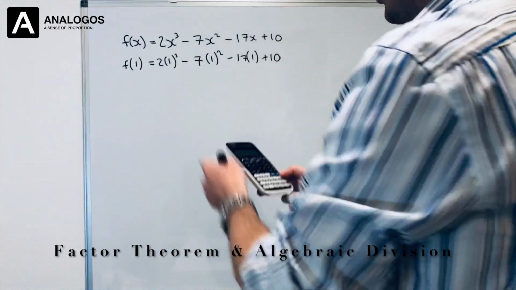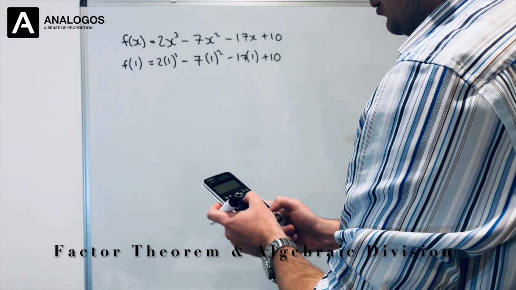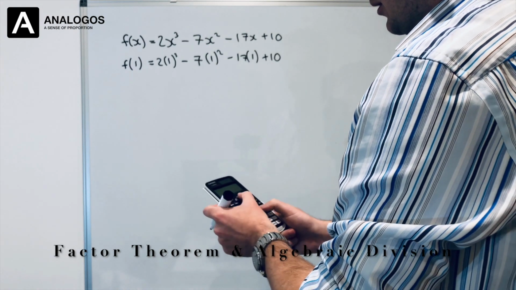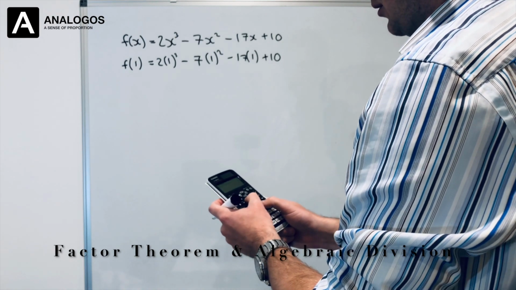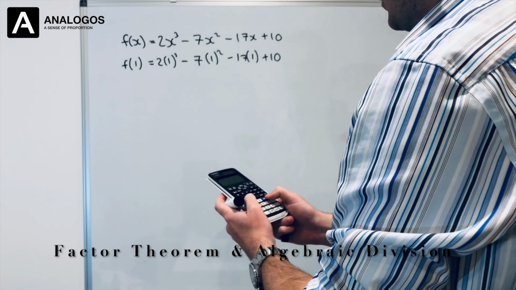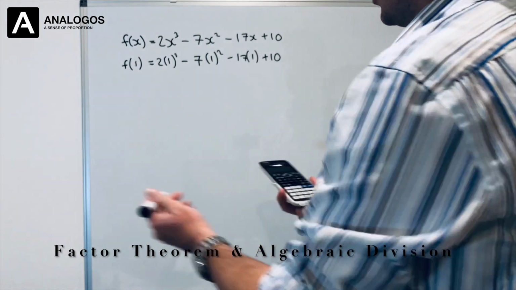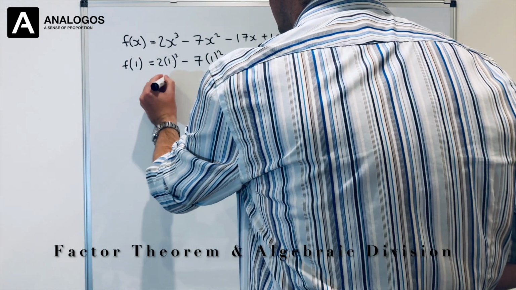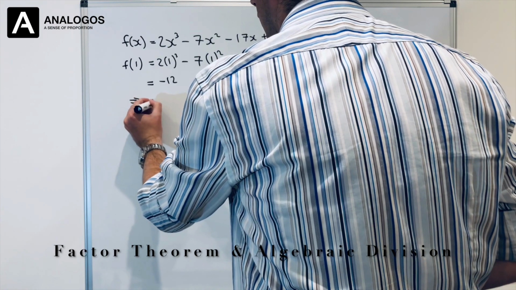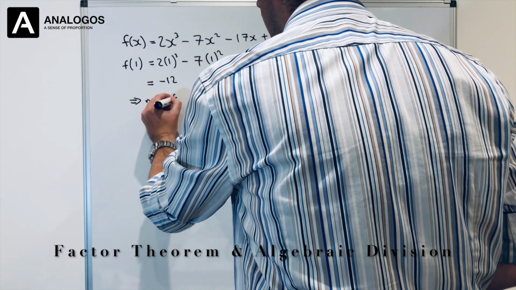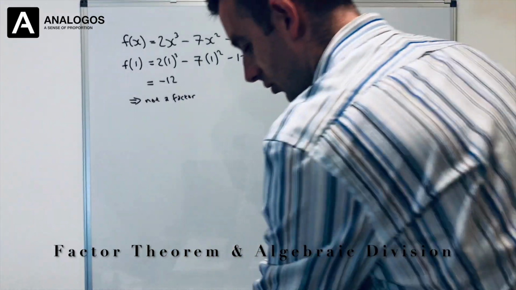So what you're going to do is 2 times 1 cubed minus 7 times 1 squared minus 17 times 1 plus 10, which gives us minus 12. Therefore, not a factor. Okay, you don't have to write that in every time, just showing you this time.